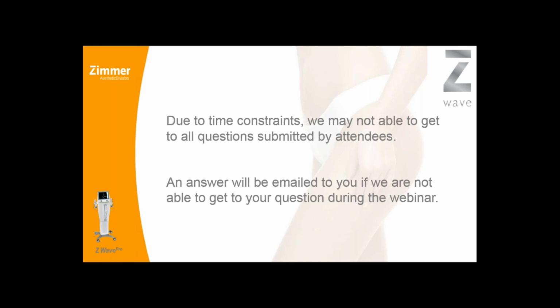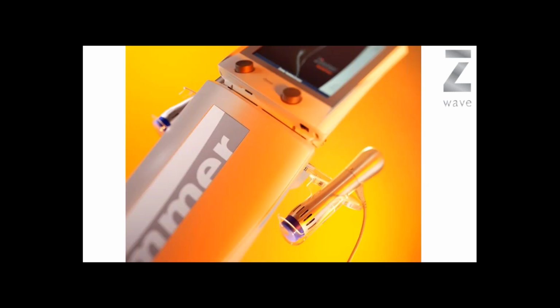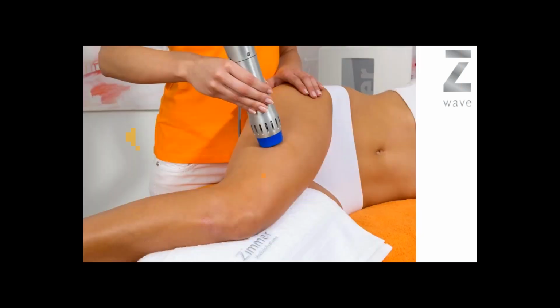Okay, next question is, what do your patients say about the Z-Wave? Some think that it's uncomfortable, but there is more discomfort around the edges of the treatment area. In the center part of the cold area of your treatment area after CoolSculpting, where it's still really cold, it's more tolerated there. When you get toward the outskirts of the treatment area, it can be a little bit more uncomfortable, but all my patients agree that it's well worth the results.